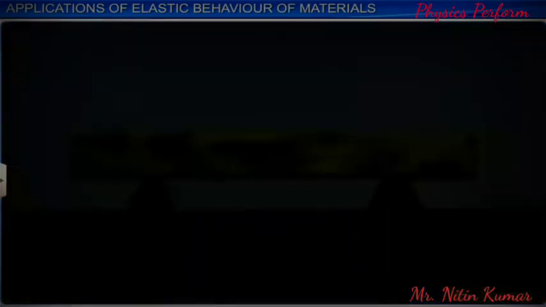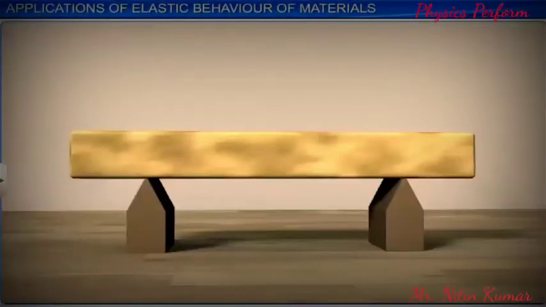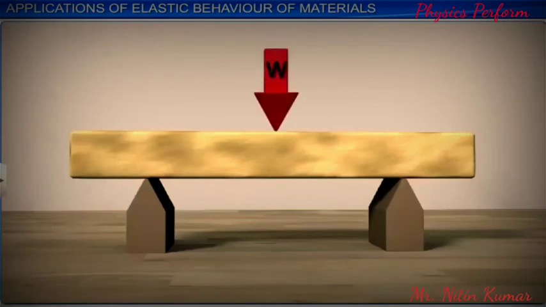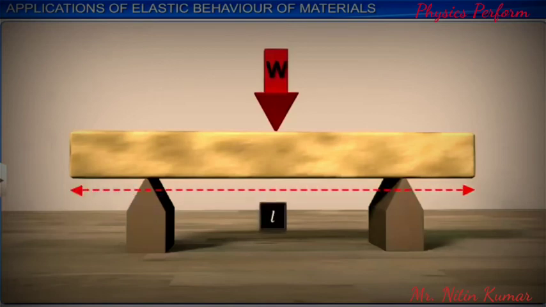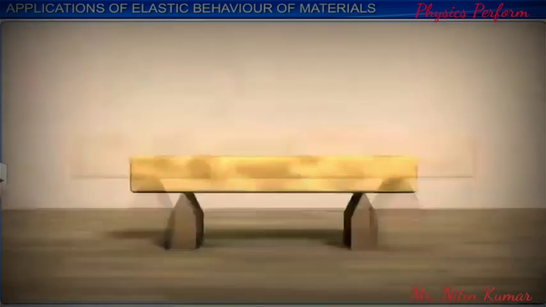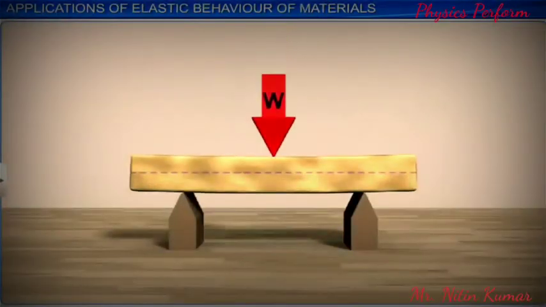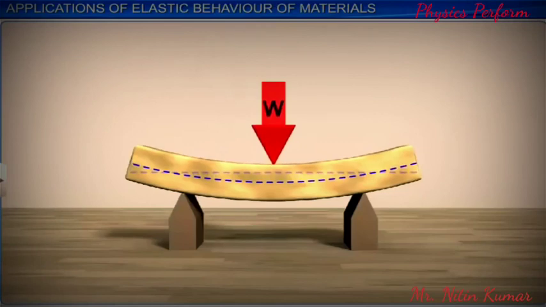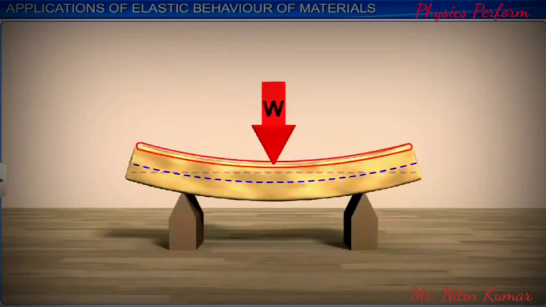Let us consider a beam resting at both ends, subjected to a load W at its midpoint. The beam has a length L, width B, and thickness A. When a load is exerted at its midpoint, it bends as shown. In the process, the upper surface is compressed, whereas the lower surface is extended. The beam will sag or deflect due to the load.